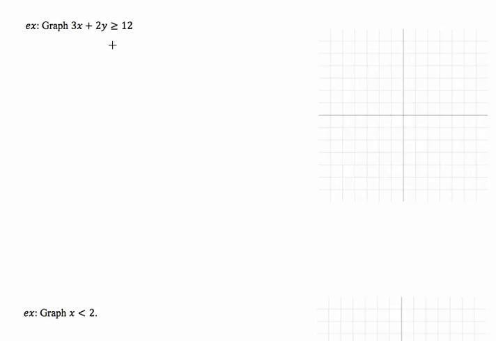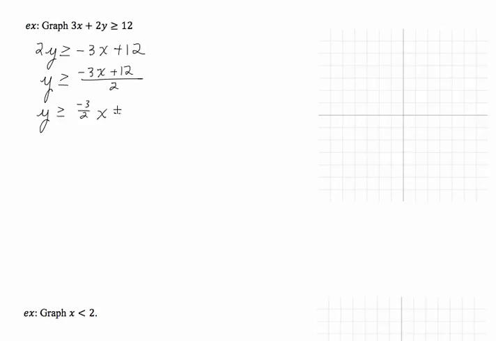So we could solve this one for y first. We'd have 2y is greater than or equal to negative 3x plus 12. Dividing both sides by 2, we'd have y is greater than or equal to negative 3x plus 12 all over 2. Let's make it look more like your standard line. So that would be negative 3 halves x plus 12 over 2 is 6. Okay, so that tells me this says y is greater than the line y equals negative 3 halves x plus 6. So anything above the line will be the half that is shaded.